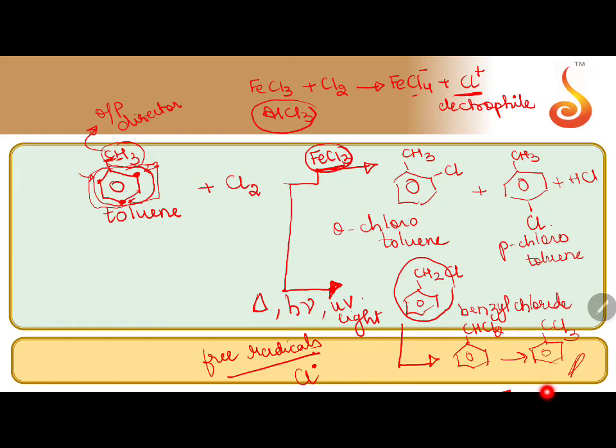So, these are our two options. In presence of catalyst, attack takes place on benzene, and this substitution is electrophilic aromatic substitution giving orthochlorotoluene and parachlorotoluene. In absence of catalyst but presence of either heat or light or UV light, or maybe you can see high temperature written over the arrow in competitive exams, free radical substitution takes place at benzylic carbon and you can get either benzyl chloride or complete substitution to get benzotrichloride.